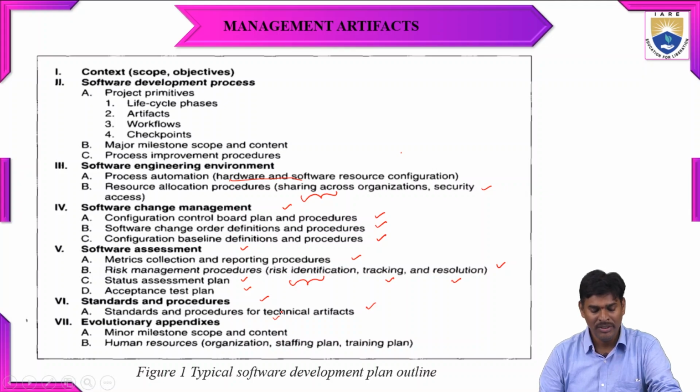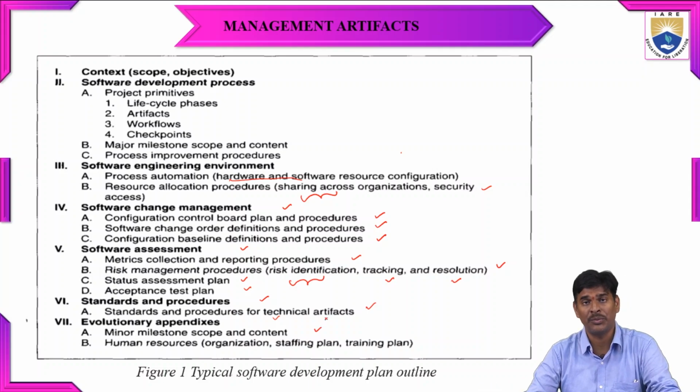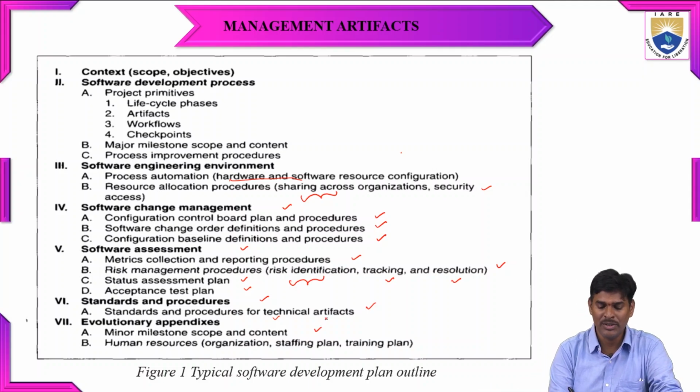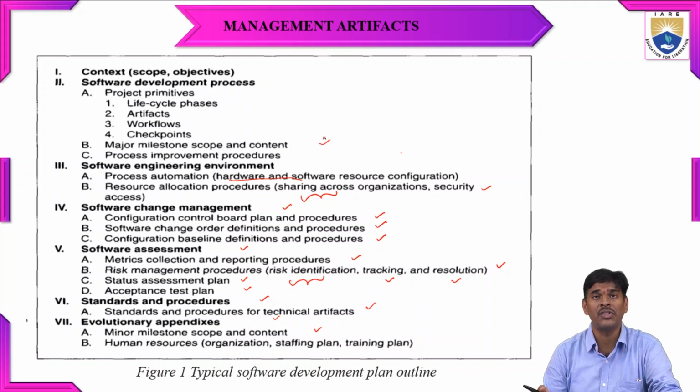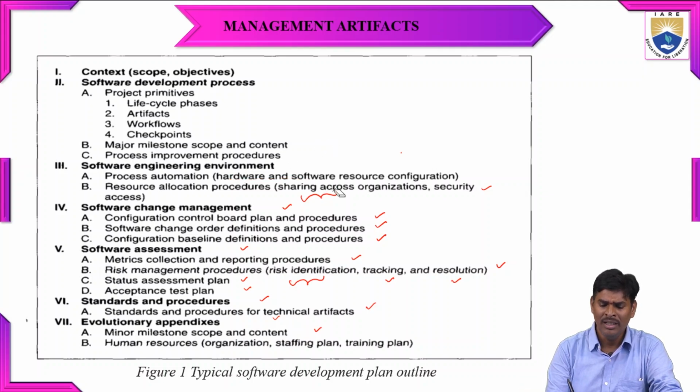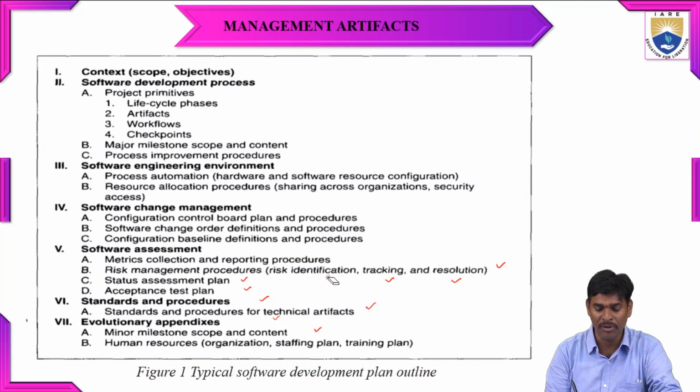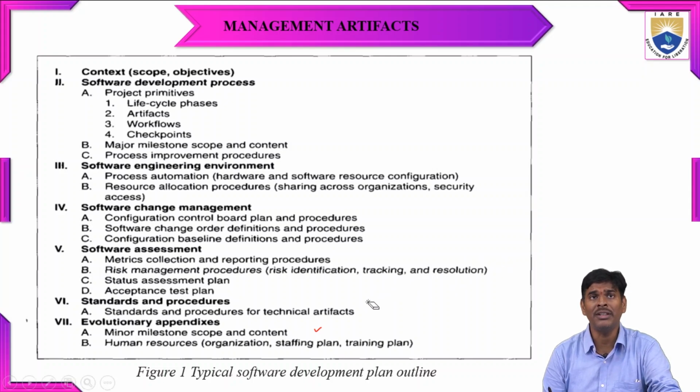The evolutionary appendix is nothing but verifying the minor milestones. Previously we have seen major milestone content during the first initial stage of the software development process. In the ending stage, there should not be any major changes. Only minor changes need to be made, based upon the standards, policies and procedures they are following. So here they need to check the minor milestone scope as well as the content that they are going to implement during the software development.